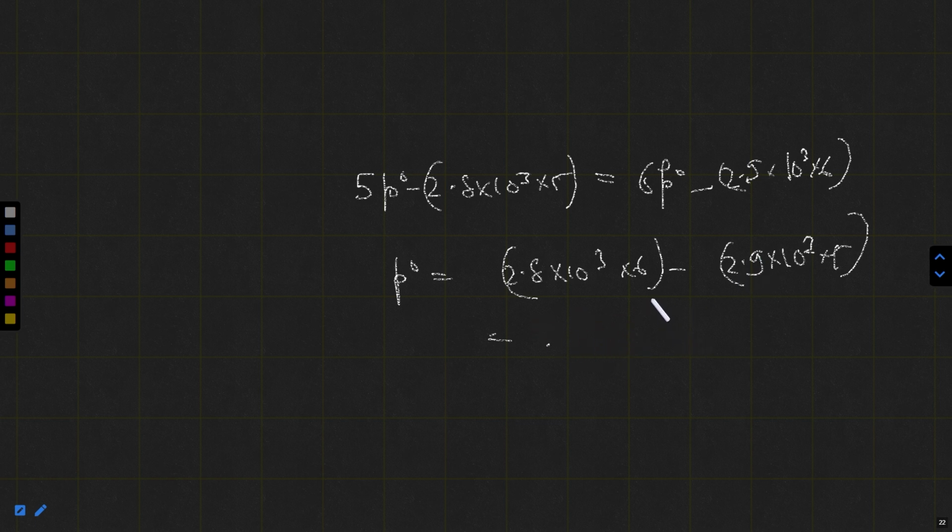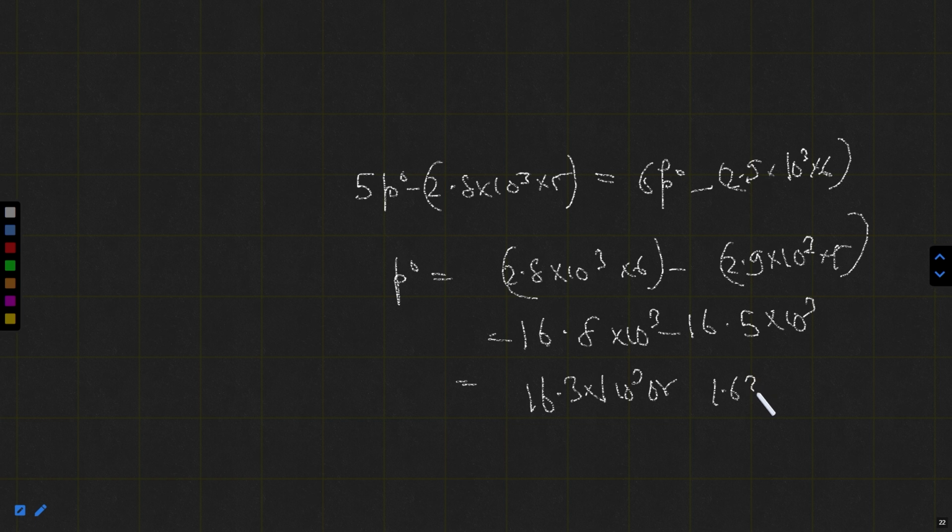Now let us multiply this. What we will get? 6 8 48, 4 carry, 6 2 12, 4 is 16.8 into 10 to the power 3 minus 5 9 45, 4 carry, 5 2 10, 4 is 14.5 into 10 to the power 3. That would finally give us 16.3 into 10 to the power 3, or 1.63 into 10 to the power 4. So this would be your pressure.